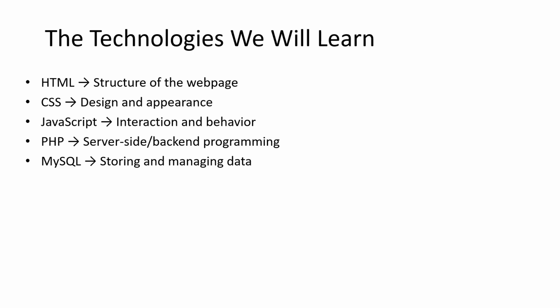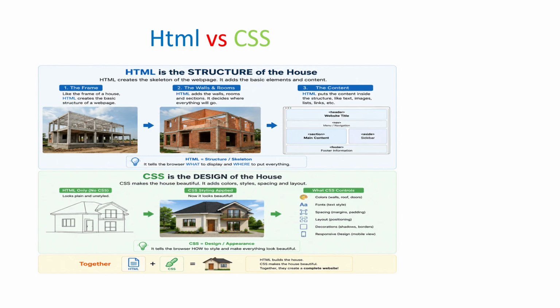When you speak of HTML, it is like a house. For instance, you can see the house here. The frame of the house, just the frame. It creates the structure of the web page. The walls and the rooms, as you see, it adds walls, rooms, and sections. It decides where everything will go. HTML puts the content inside the structure like text, images, lists, links. These are the frameworks. It shows you where to put stuff. For example, if you check this house, you'll know here's the sitting room, here will be the dining, here will be the veranda. So this is how HTML works.